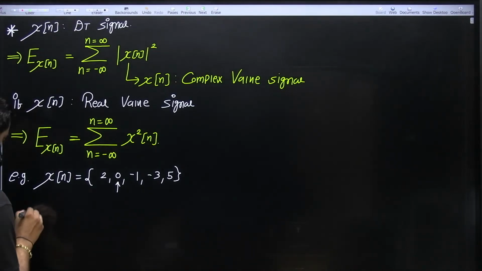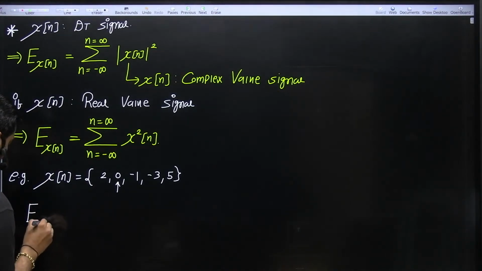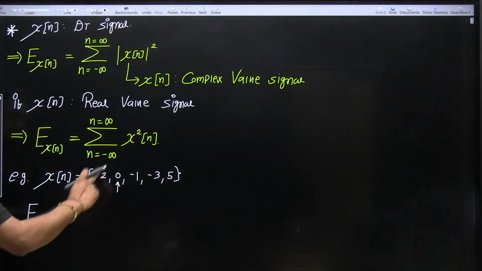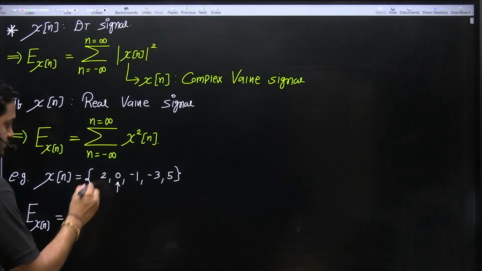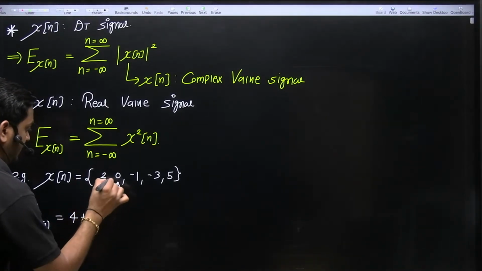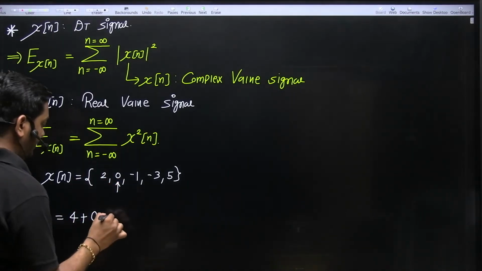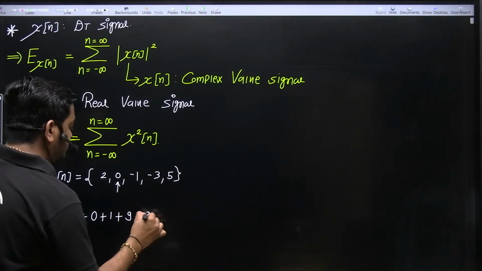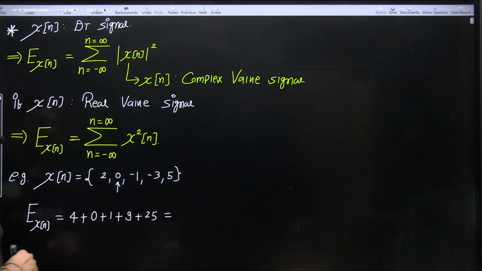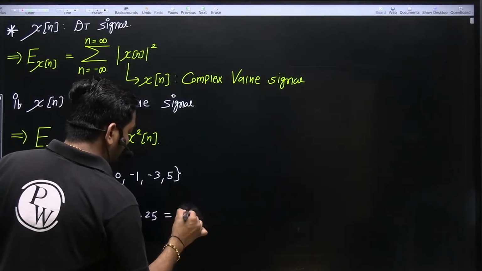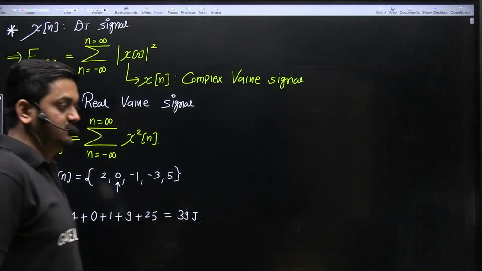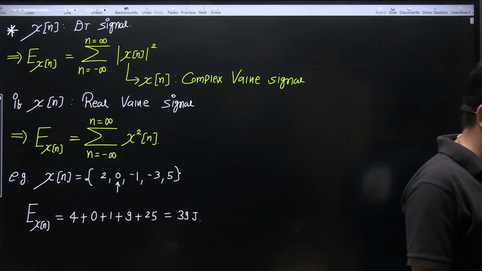So what will be the energy, guys? Simply square each and every sample, then sum. Square of 2 is 4, then summation. Square of 0 is 0. Square of -1 is 1. Then square of -3 is 9. Then square of 5 is 25. So it's very much easy, guys. So this is 10, 35, and it is nothing but 39 joule. 39 joule, guys. Okay. Clear to each and everyone?